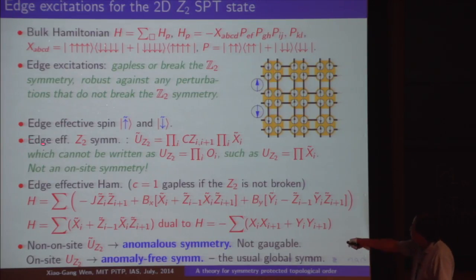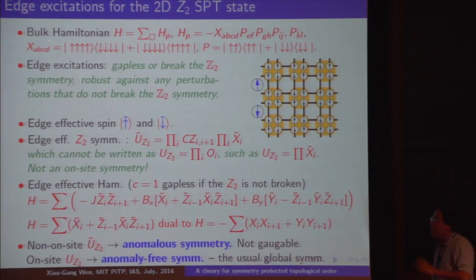So therefore, the effective Z2 symmetry on the boundary is not on-site. It's not just flipping spin from up to down, but has this CZ term which is connecting neighboring spins. This is just a phase factor, but this plus or minus sign depends on whether neighboring spins are up or down. If two neighboring spins are both down, then there's a minus sign. Otherwise, this phase factor is just one. So basically it's just a spin flip plus some phase factor depending on neighboring spins.